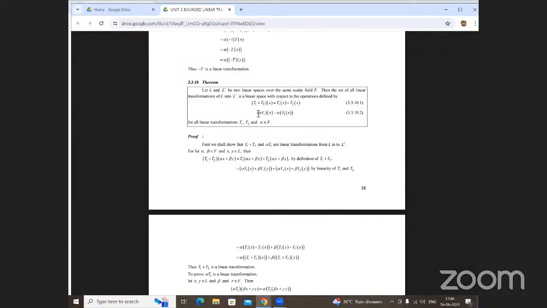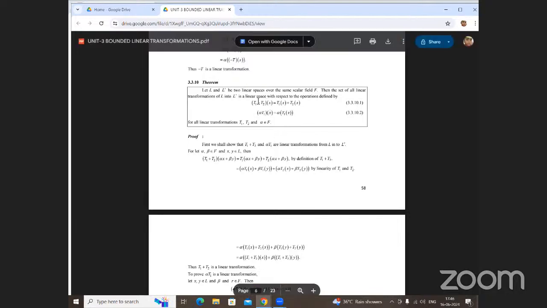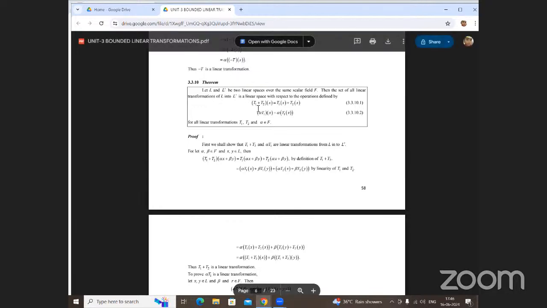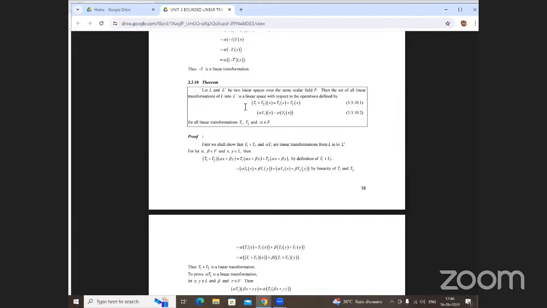Now this is also one of the different transformations. Still, we are taking different transformations, that is T1 and T2. There are two transformations connected with one variable. Here L and L dash are two linear spaces over the same scalar field. The set of all linear transformations varies from L into L dash. The operations are defined as T1 plus T2 of x equals T1 of x plus T2 of x, and alpha T1 of x equals alpha into T1 of x. Here T1 and T2 are both linear transformations and alpha is a field element.